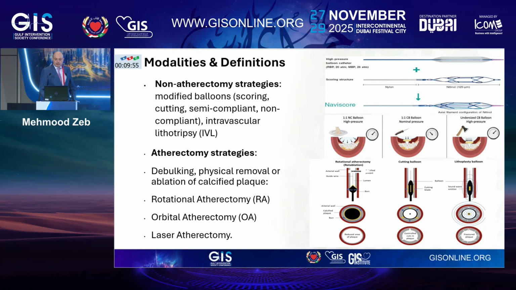So for the treatment modalities, there are two main ones, the non-atherectomy and the atherectomy strategies. The non-atherectomy strategies include a modified balloon, like cutting balloon, non-compliant balloon, and IVL. The atherectomy strategies at the moment available for us in clinical use are rotational atherectomy, orbital atherectomy, and laser atherectomy, and we are hoping to have a few more in the future as well.